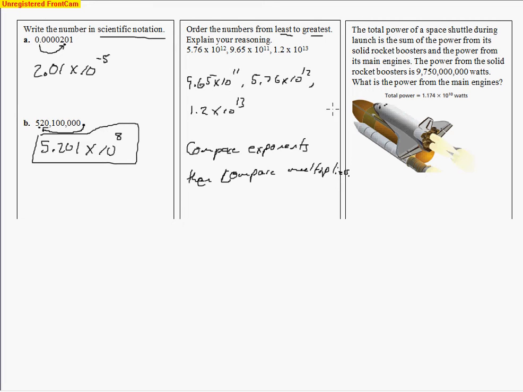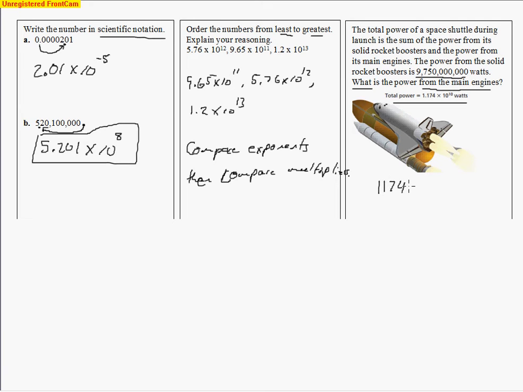So in the next one it says the total power for the space shuttle during launch is the sum of the power of the solid rocket boosters and the main engine. The power of the solid rocket boosters is this right here. That's these boosters right here. And the main engine right here is, well, we don't know. We're trying to find that out. They're asking what is. So here it says the total power. So we're given the total power, so we're going to write that in standard form.